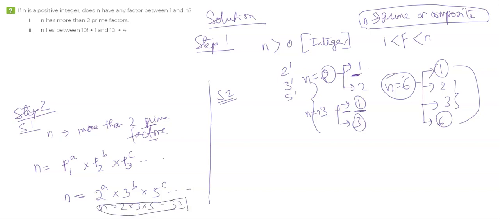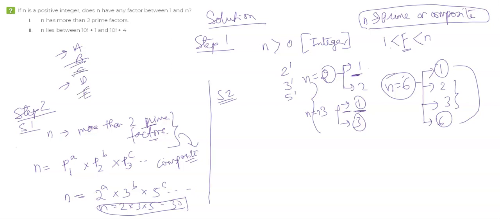So the moment we read that it has more than 2 prime factors, we should be able to infer that n is not a prime number, it is a composite number, and hence statement 1 is sufficient to answer the question. We can confidently say that yes, if it has more than 2 prime factors, then there is definitely a factor between 1 and n. So if statement 1 is sufficient, then our answer has to be either A or D. So we can eliminate answer options B, C, and E.